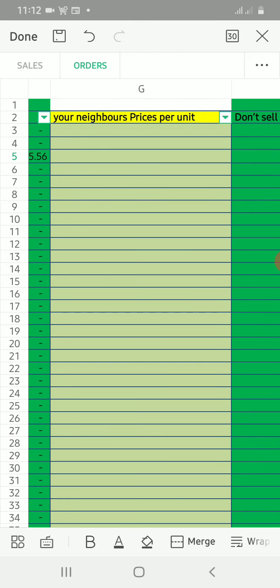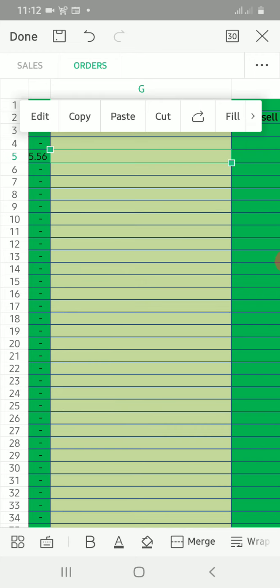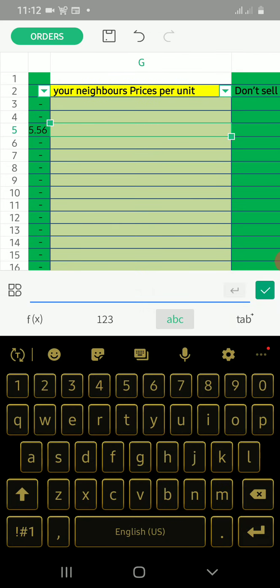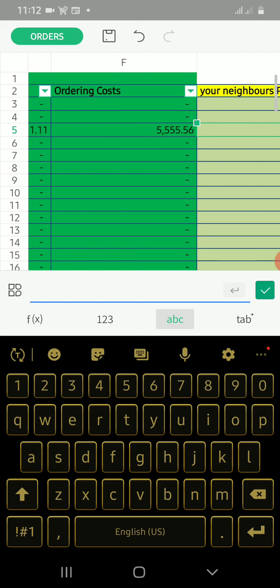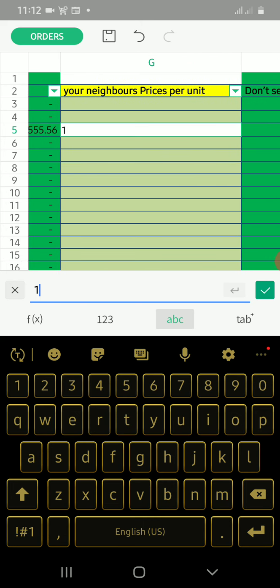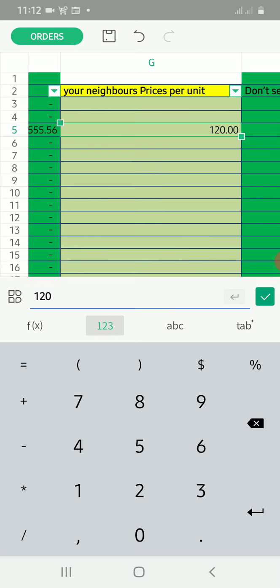So now, next, the column is asking your neighbor's price per unit. By your neighbor, I mean your competitor. Remember, when you are selling cereals, you are not the only one in that region. So, how much are they selling 1 kg of Saitoti beans? And in this case, your neighbor is selling at let's say 120 shillings. So you come and write 120 shillings there.